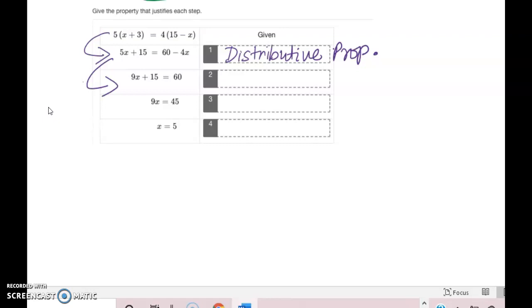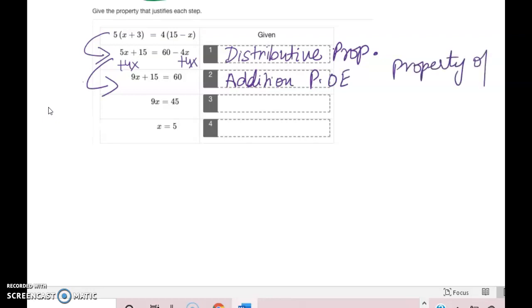Now they said 9x plus 15 is equal to 60. So they added 4x both sides. 4x, 4x. So it is addition, POE. What is POE? Property of equality.